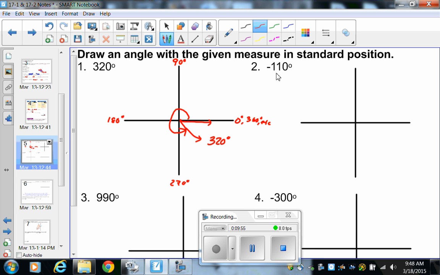Number 2 is negative 110. So we're going to have our initial side on the x-axis. Negative means we're going to go down clockwise. So this would be negative 90, negative 180, negative 270, and this would be 0 and negative 360. So negative 110 is more than 90 and a little bit. And then draw your arrow indicating that that's the end, and then label it as negative 110 degrees.